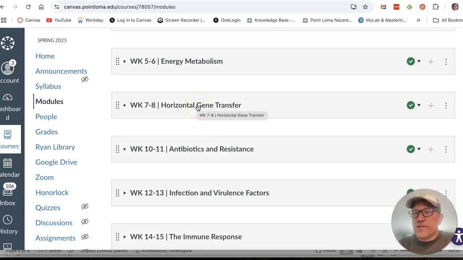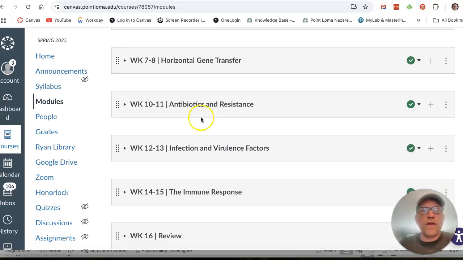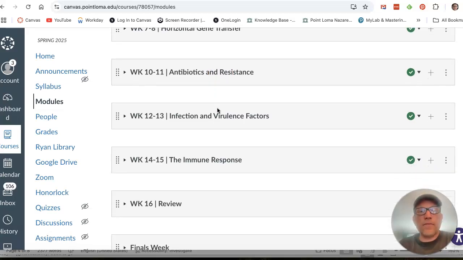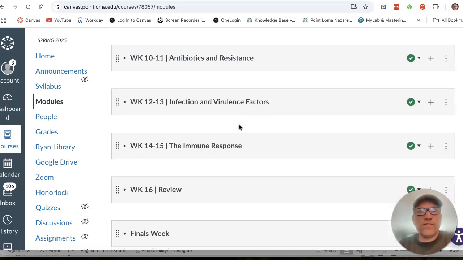Horizontal gene transfer is a really unique genetic concept that is almost exclusive to the bacteria, and it becomes really important in their ability to cause infections and to resist antibiotics, to adapt to new environments in the soil and in the water where they live. We're going to do a whole module on antibiotics and resistance to antibiotics, and then a module on infection and virulence factors. How do they cause infections and what actual molecules and structures are involved in causing those infections?